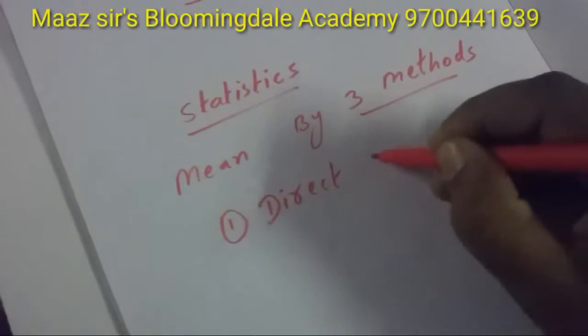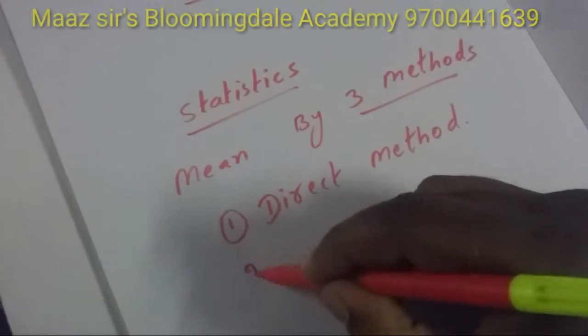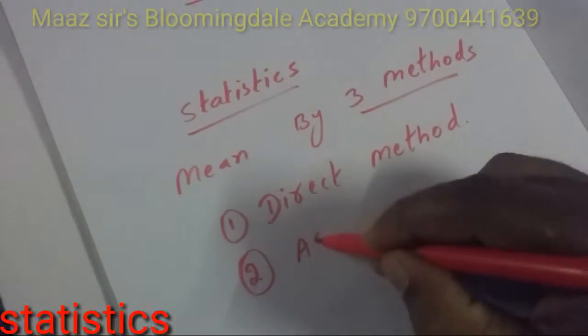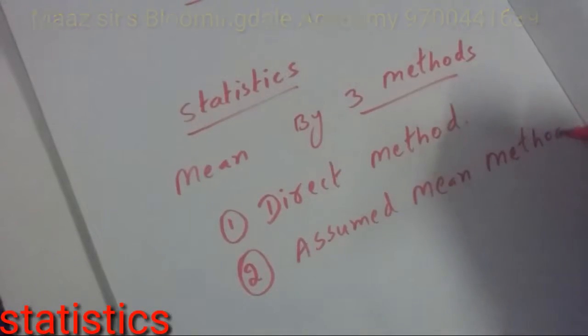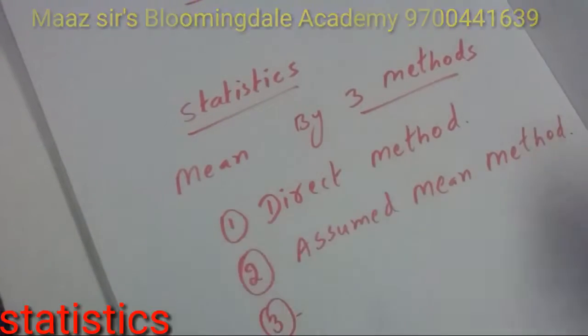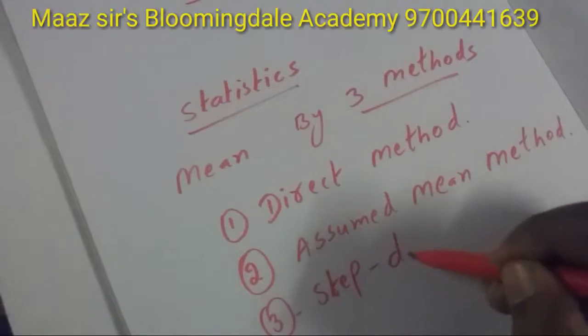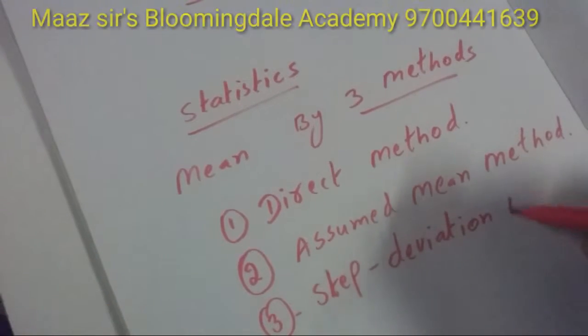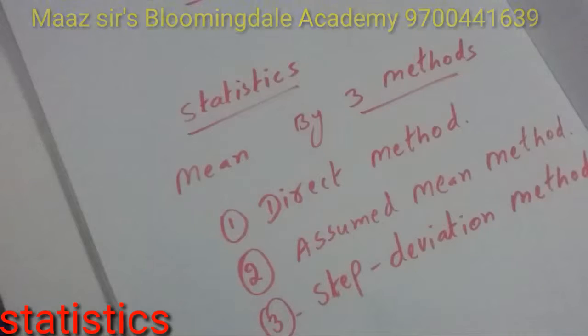First one is direct method. And the second one is assumed mean method. And the last one is step deviation method. By using all the three methods, you will be getting the same answer. That is, you can use any of the methods to find out the arithmetic mean of a particular grouped data.